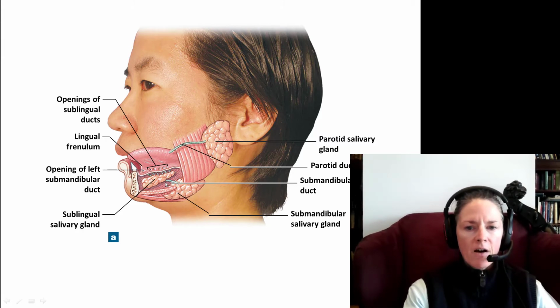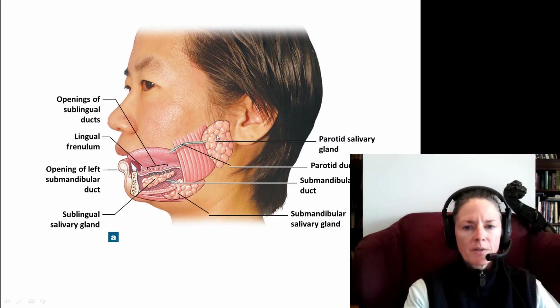Then we're going to have our submandibular glands here, and there's one on each side, and these are right below the mandible, as the name implies. And these are going to be producing about 70% of our salivary product. Then we have our sublingual gland here. This is obviously going to be producing our lingual lipase, and it's going to produce about 5% of our saliva.